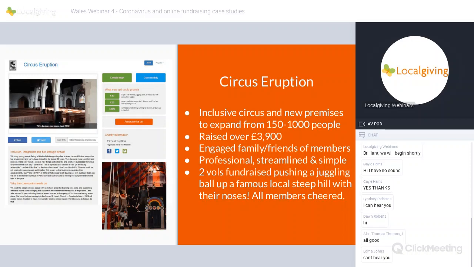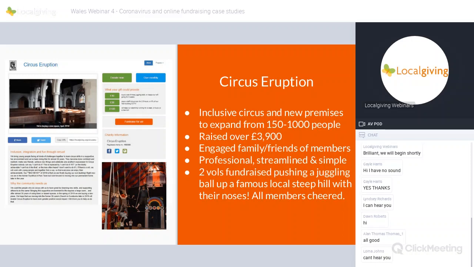They've also found that online fundraising has helped them to engage the families and friends of their members as well for the first time, and in that sense spreading their reach and spreading their network of support. And they found that online fundraising has made their ask seem very professional and streamlined and simple as well. And they've just done some really good fundraisers.